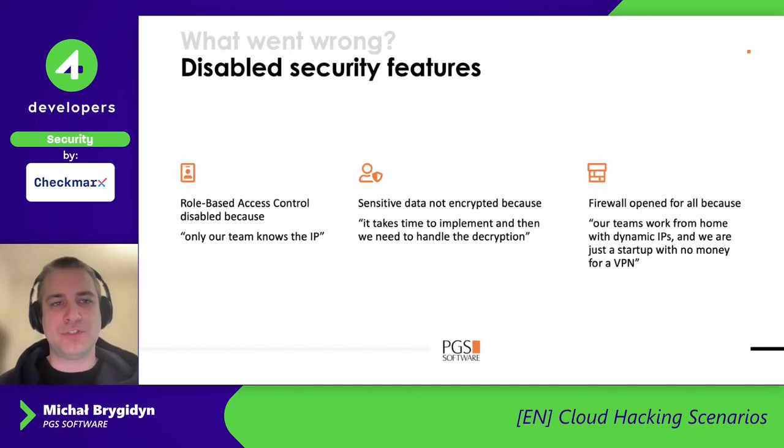maybe even no one will find our endpoints. Also, what went wrong? Disable security features. If there is a security feature, enable it. Use MFAs, use encryption, etc. And if it's enabled, like role-based access, do not disable it, and just use it because it's not safe. As I mentioned before, a random IP is not safe.